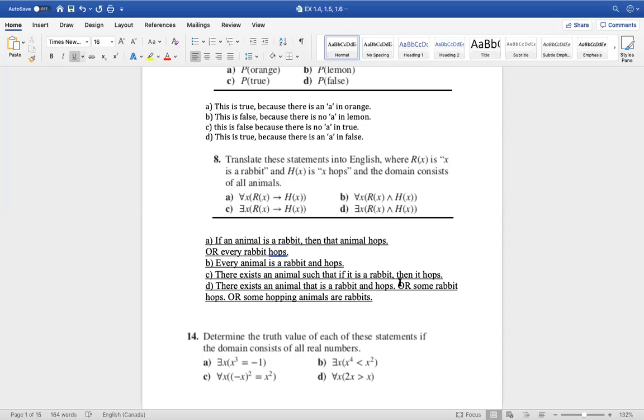Okay, so there are different ways of saying the same thing. We are just expressing these propositional statements by using the English language.